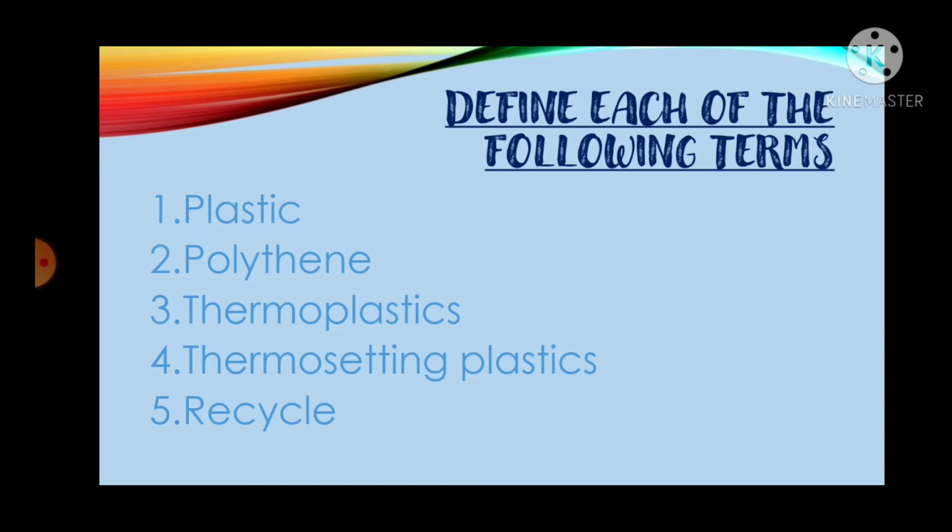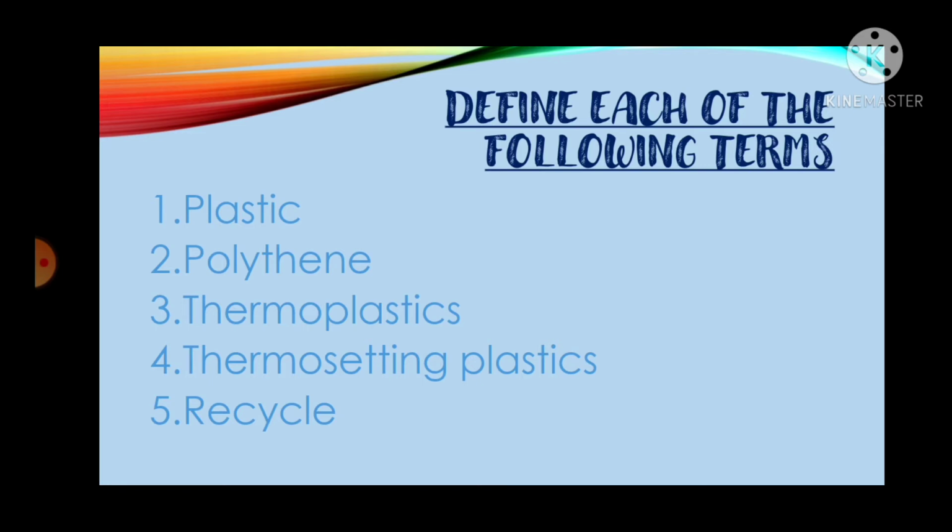Now let's see what is thermoplastic. The plastic which gets deformed easily on heating and can be bent easily are known as thermoplastics. Polythene and PVC are some of the examples of thermoplastics. Thermoplastics are the plastics which get deformed easily on heating and can be bent easily. Polythene and PVC are examples of thermoplastic.